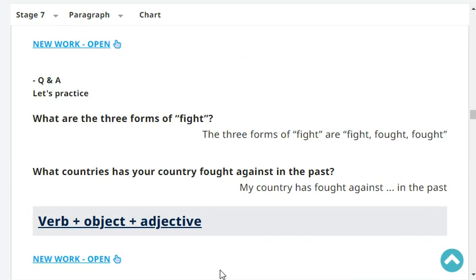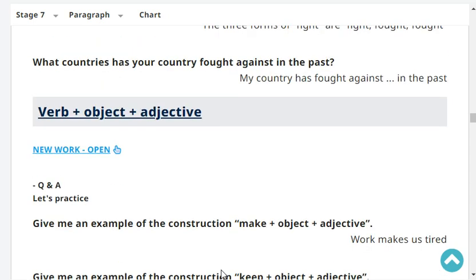Okay. What are the three forms of fight? The three forms of fight are fight, fought, fought. What countries has your country fought against in the past? My country has fought against USA in the past. Very good.